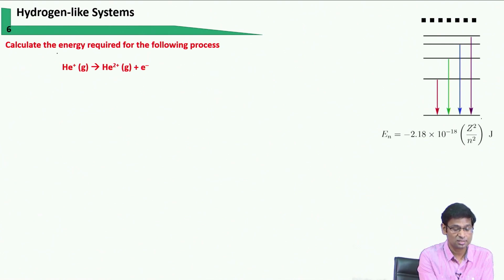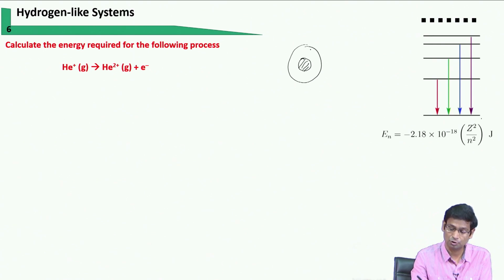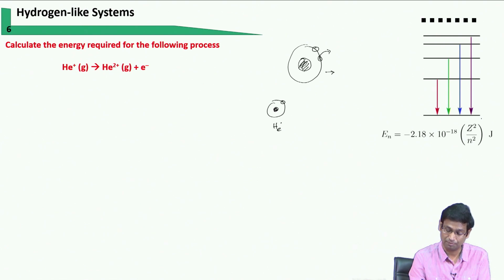It asks what is the energy required for the following process. The process starts with He plus. If you recall, helium has 2 electrons, and its nucleus has 2 protons and 2 neutrons. So this is helium with 2 electrons. How do I get helium plus? I get it when I ionize 1 electron. So this is my helium plus, with the nucleus which has Z equals 2 and 1 electron. So this is a hydrogen-like system.